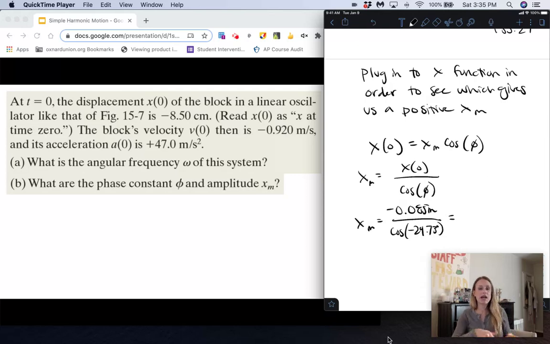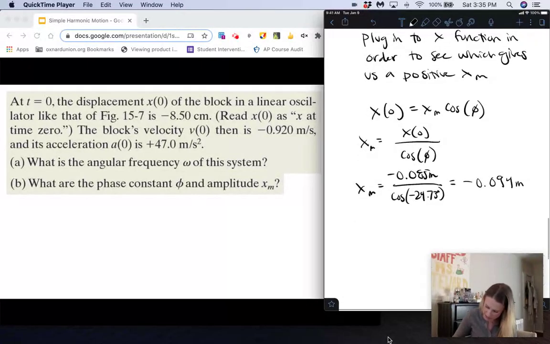And as long as my calculator is still in degrees, it's totally fine to leave your calculator in degrees for this problem. If you got your previous answer in radians for your phase constant, just make sure that your calculator's in radians when you're doing this part as well. So we get negative 0.085 divided by the cosine of negative 24.73, and here we get negative 0.094 meters.